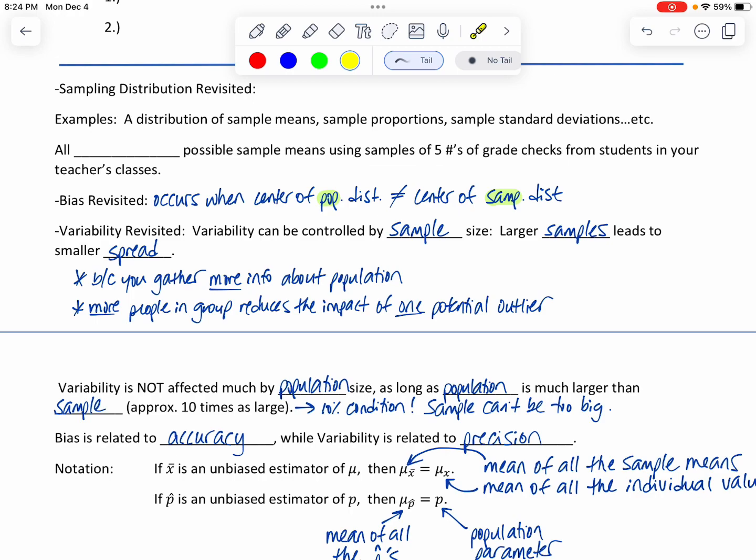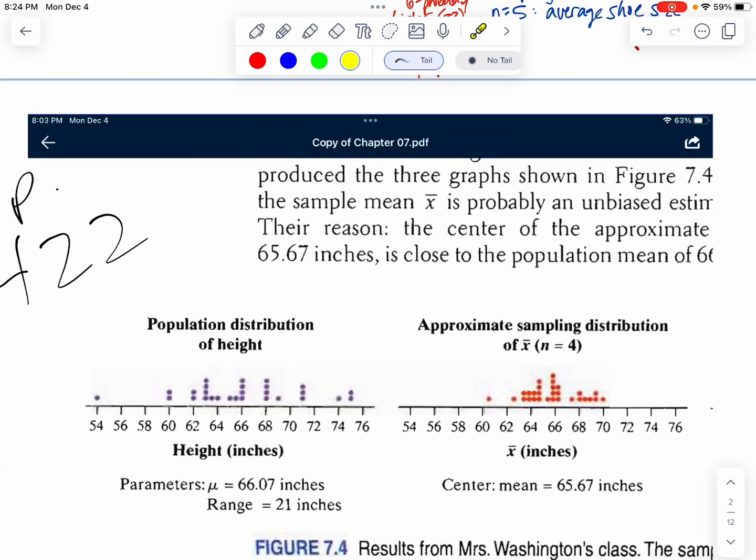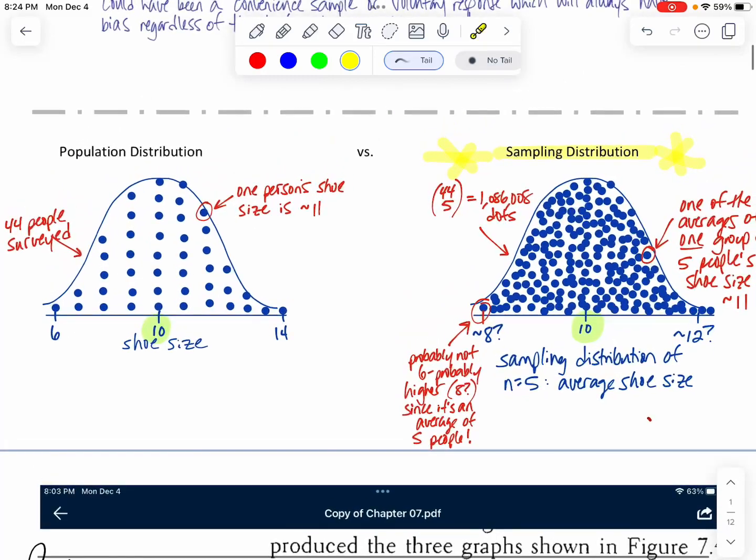I wanted to kind of go back to that for a second. I'm sorry to keep flipping back and forth. Pause if you need to. But let me talk about the shoe size people.